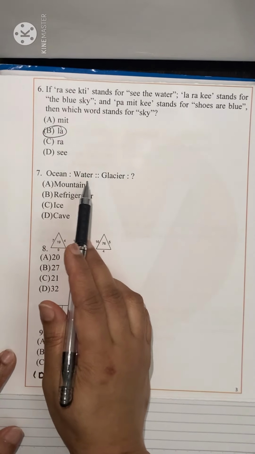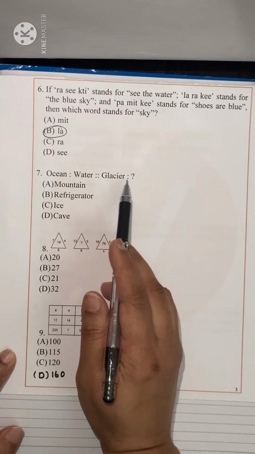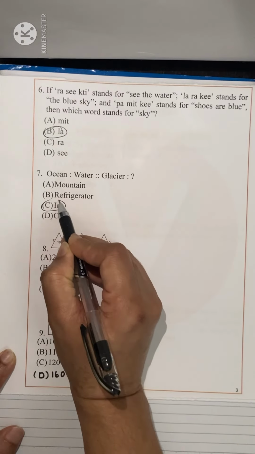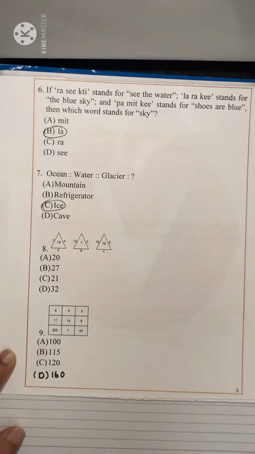Next one, ocean is to water proportionate to glacier is to ice. Ice is the possible answer.